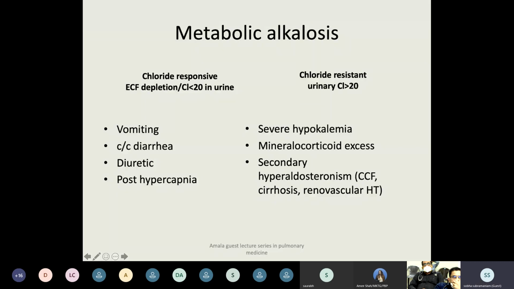And coming to metabolic alkalosis, there are two different types of metabolic alkalosis. One is chloride responsive and the other is chloride resistant. Chloride responsive is the one due to vomiting, chronic diarrhea, diuretic use, post-hypercapnic compensation. And the chloride resistant ones are associated with severe hypokalemia, mineralocorticoid excess, as in ectopic ACTH, Cushing's, secondary hyperaldosteronism occurring in CCF, and so on, where fluid correction is not going to help you to correct the metabolic alkalosis.